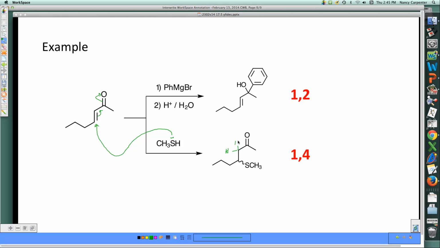Here are the protons that we've picked up from the second step of the mechanism. What's going to protonate it? Well, how about another molecule of our thiol? And there's our product. Note I'm using a little wiggly line to show that this would be a racemic mixture, as would this. So, hard nucleophile, 1,2, soft nucleophile, 1,4.